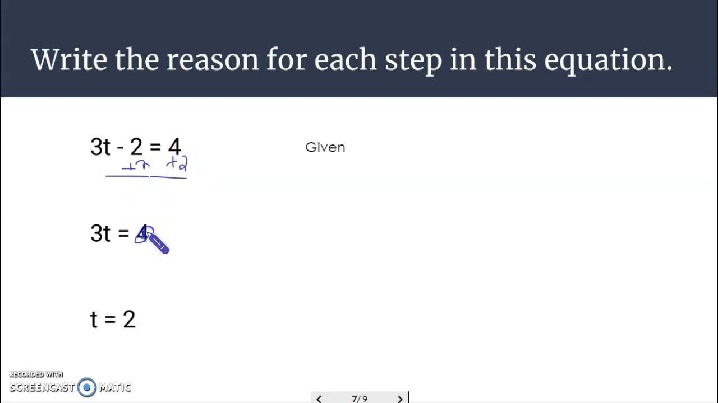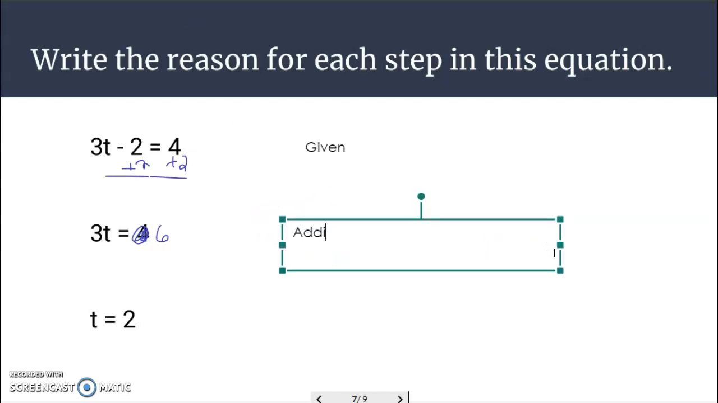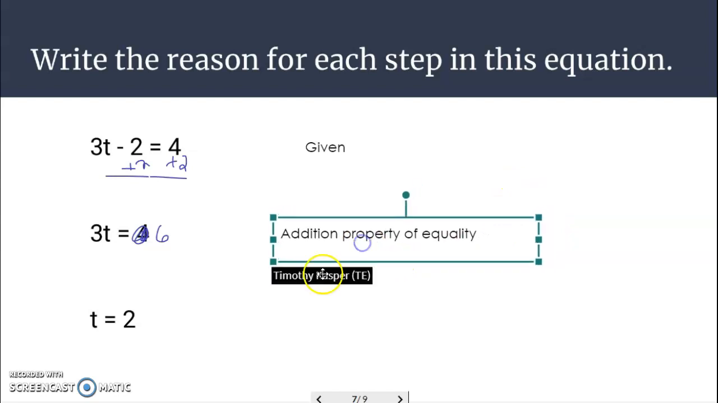We have a little typo here. This should actually be a 6. And because of that, what we did to both sides is add 2 to both sides. That is known as the addition property of equality.